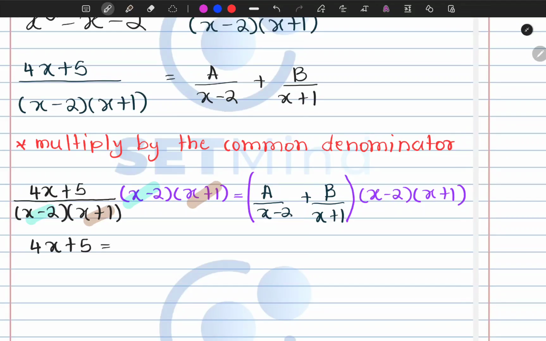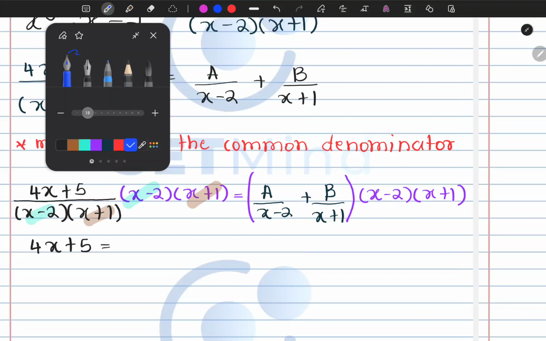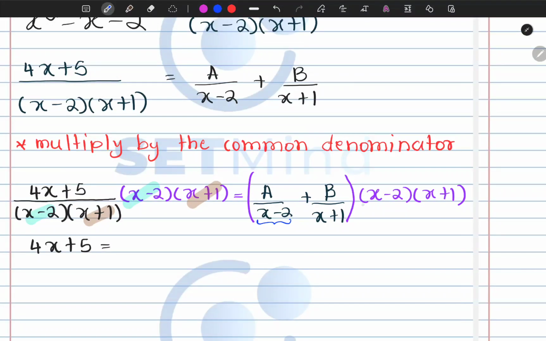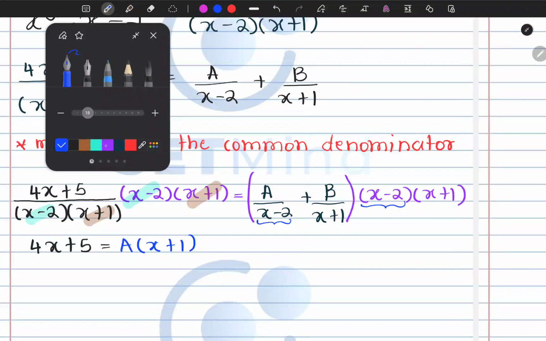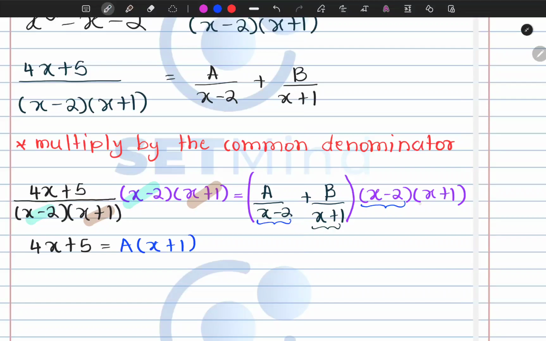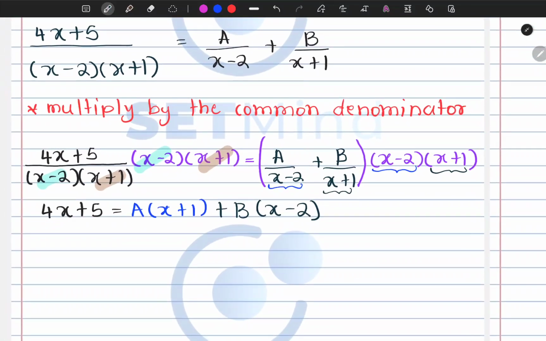And on the left hand side, what you should easily be able to see is that the x minus 2 will cancel the x minus 2, which means the a will be multiplied by x plus 1. And then when you look at the second part of b, the x plus 1 and the x plus 1 will cancel, which means the b will be multiplied by x minus 2.